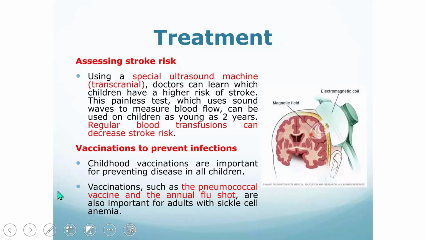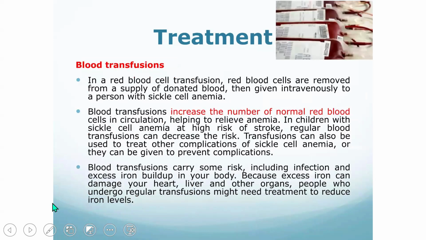So vaccinations such as pneumococcal vaccine and the annual flu shots are also important for adults with sickle cell anemia.